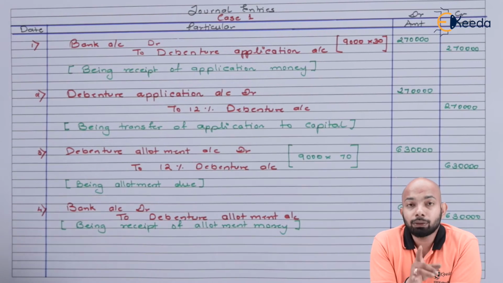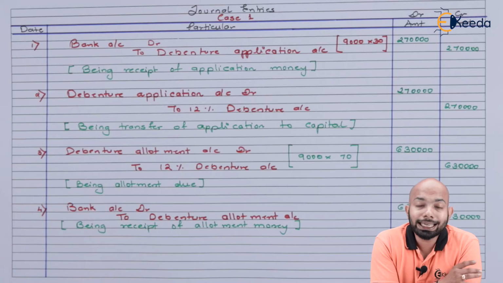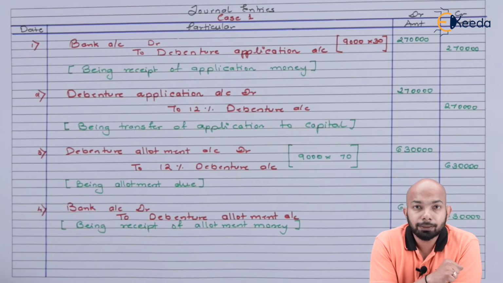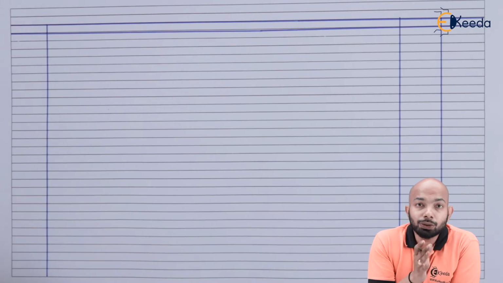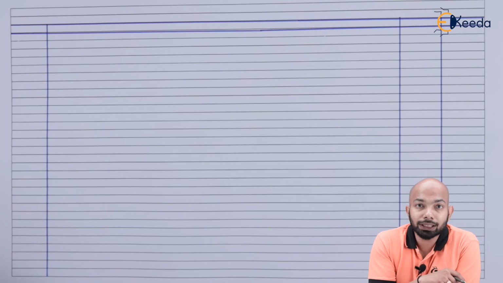Now the next thing we'll be doing is going on to the case 2 details. So let's start with that. Now it's time to go on to the case 2 journal entries, which refers to TV Components Limited. So let's start with that part now.